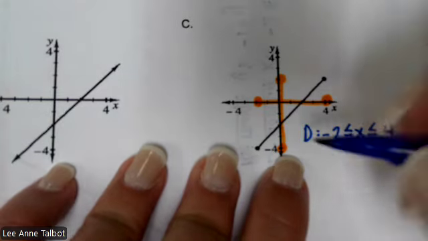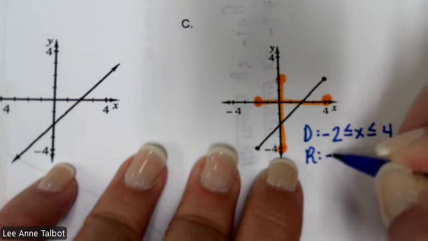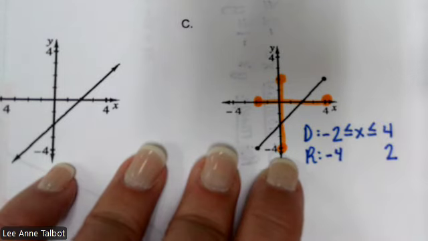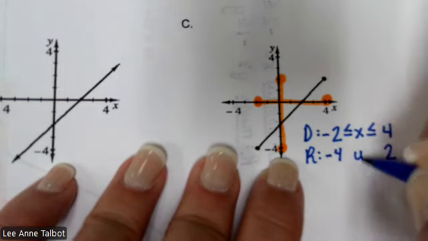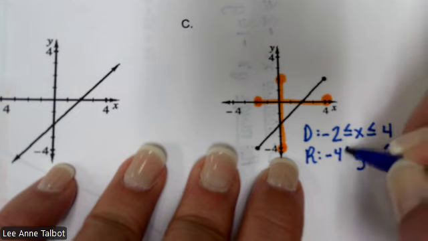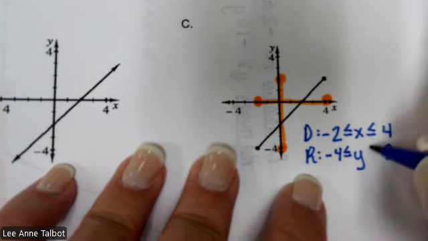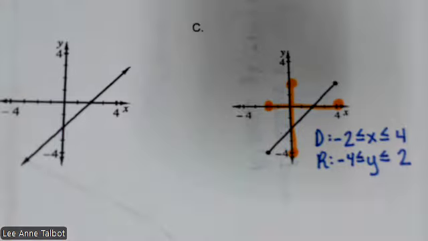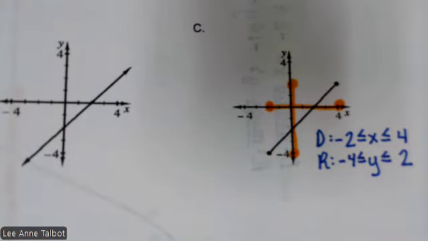This one's backwards, huh? -4 to 2. Y less than or equal to, less than or equal to. Okay, we're going to skip D again and go down to E.